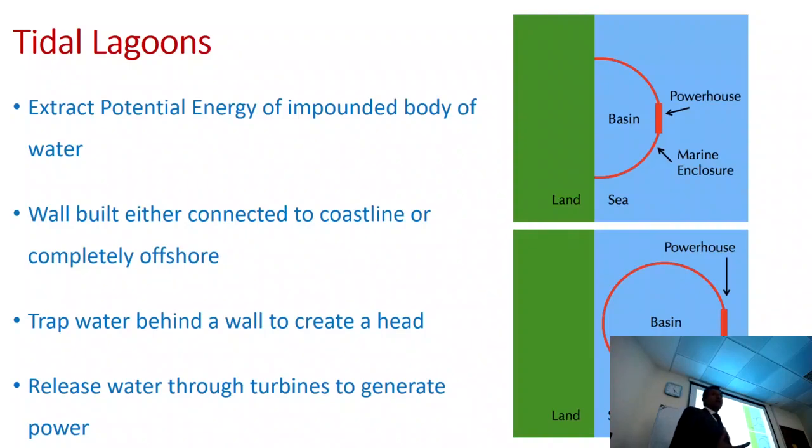Lagoons. In lagoons, you don't have a river flowing, but there are low seabeds, and a lagoon is a mixture of seawater and fresh water. Okay. So again, you can have a barrage between the lagoon and the sea. And when you have tidal differences, you can still attract water behind the wall to create a head.